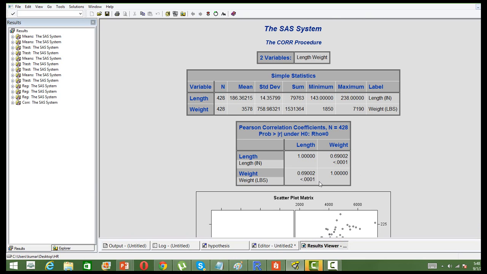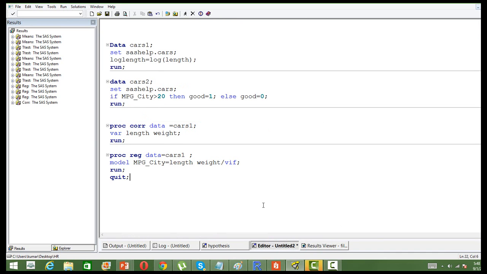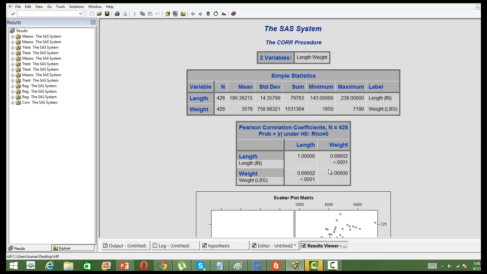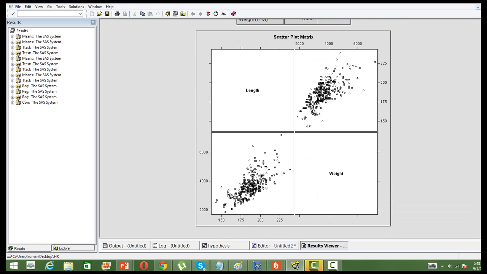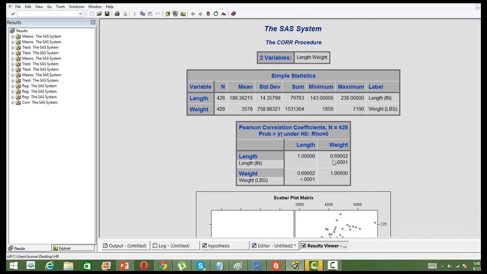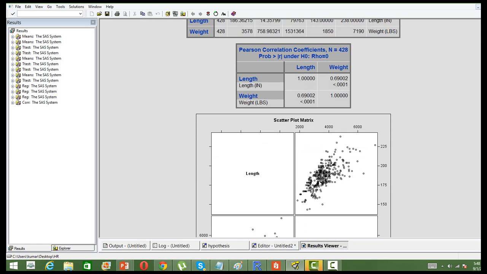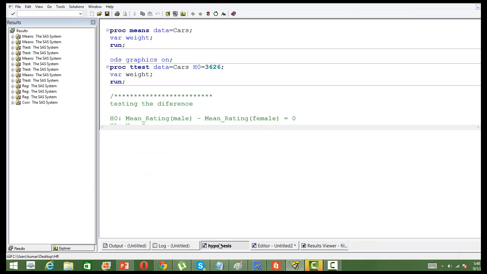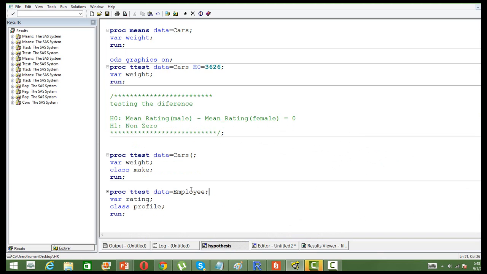So you should not use length and weight together sometimes. There is no rule of thumb. Some people use it, some people don't. It depends on so many things. The correlation between length and weight is 0.69. You can also look at the graph and see that as length increases, weight increases. So there seems to be high correlation, and it might cause an issue. So having length and weight in the same model is not very encouraged.